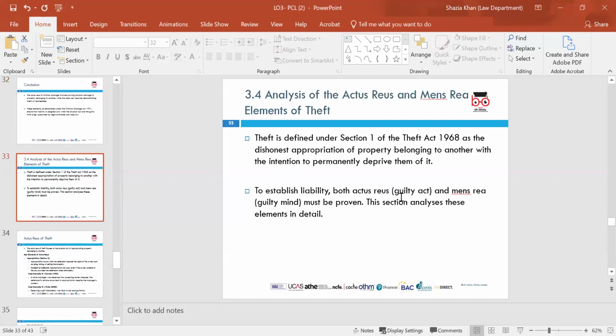Analysis of actus reus and mens rea elements of theft. So in the crime of theft, the actus reus refers to the physical act of appropriating property belonging to another, while the mens rea is the mental element of acting dishonestly with the intention to permanently deprive the owner of that property, essentially meaning the defendant must physically take someone else's property while knowingly and intentionally intending to keep it permanently.